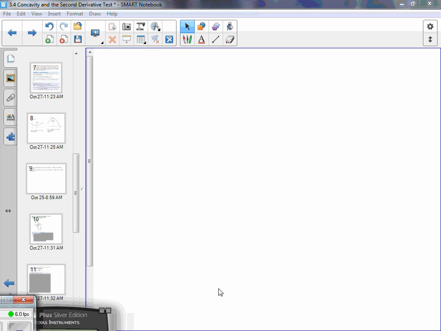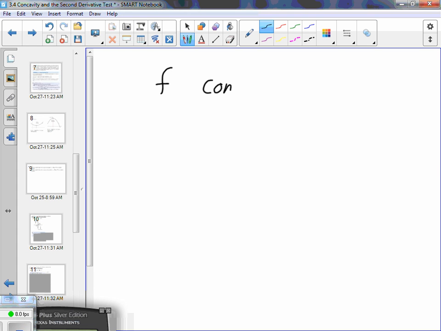All right, by definition, if f is concave upward, what does that tell you about f prime? It's increasing. And it doesn't matter which one of those two things you know first. You know the other. If you know that f is concave upward, you conclude f prime is increasing. If you know f prime is increasing, you conclude f is concave upward.